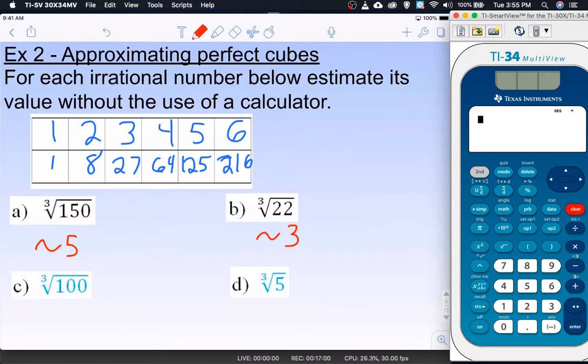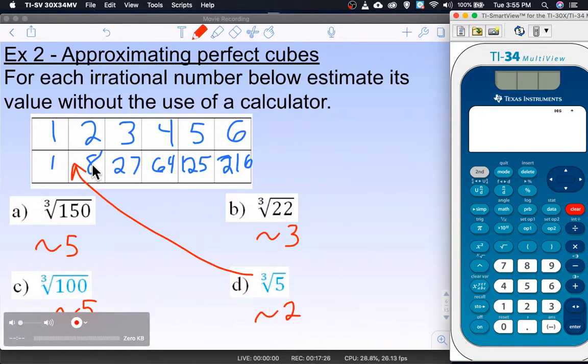Okay, hopefully you did it. Letter C here, square root of 100 fits in between those two. It's quite a bit closer to the 5, so I'd call this about 5. And the last one, cube root. I keep saying square root. Cube root of 5 is in here. It is closer to the perfect cube of 8 than 1, so this is about 2. The cube root of 8 is 2, so the cube root of 5 is going to be about 2.